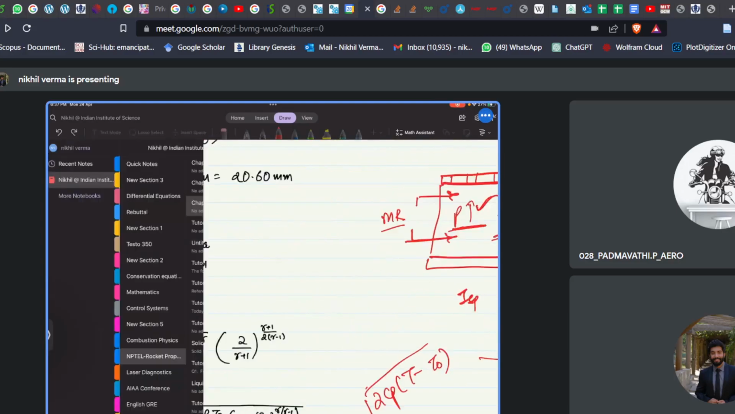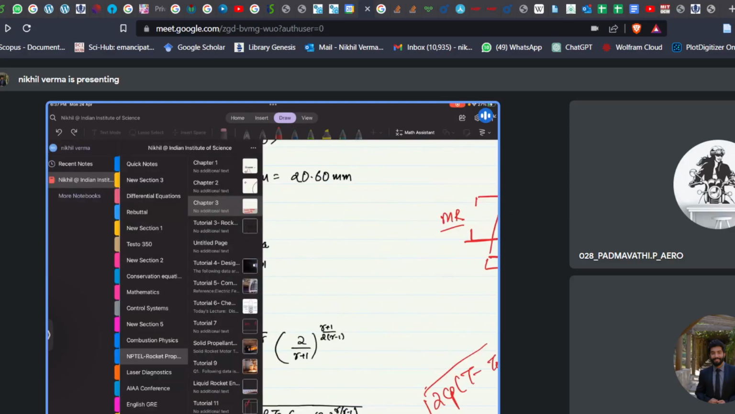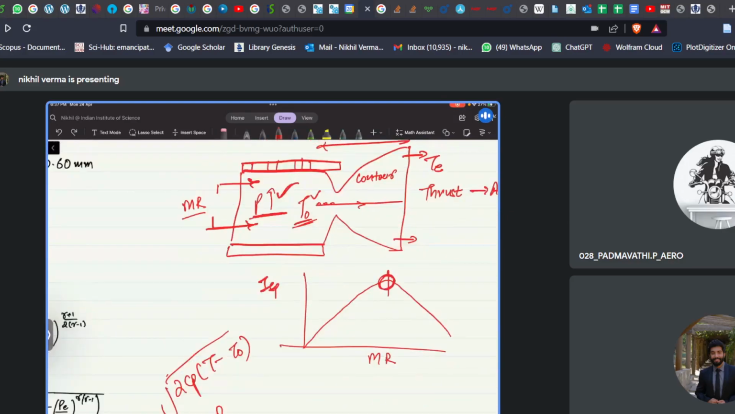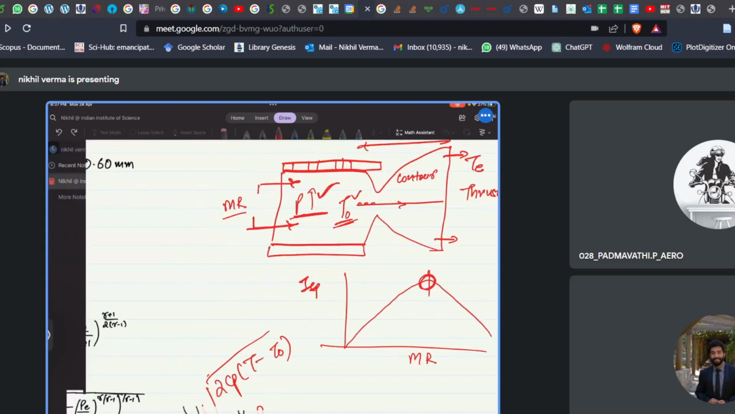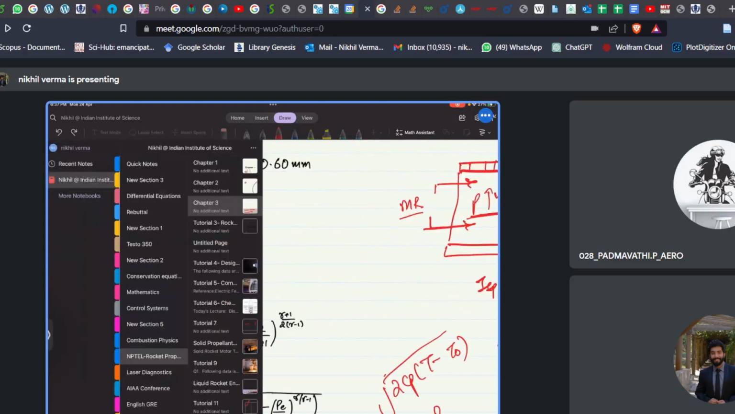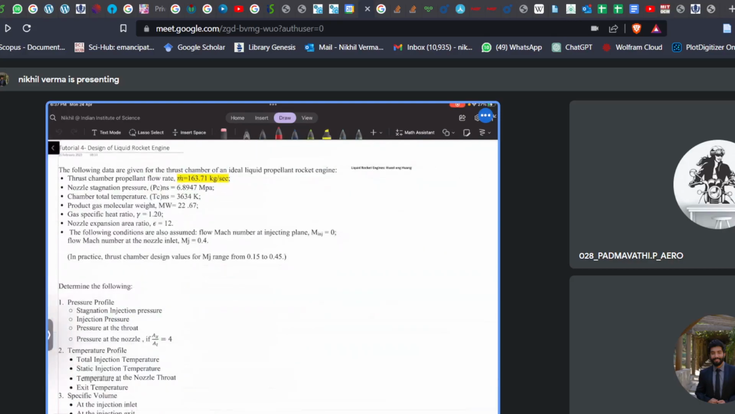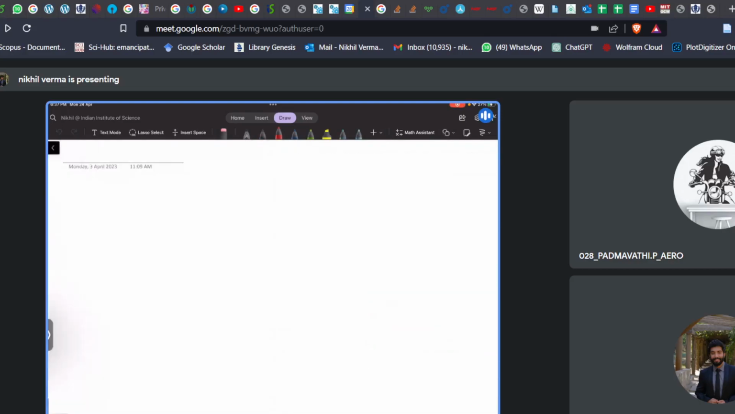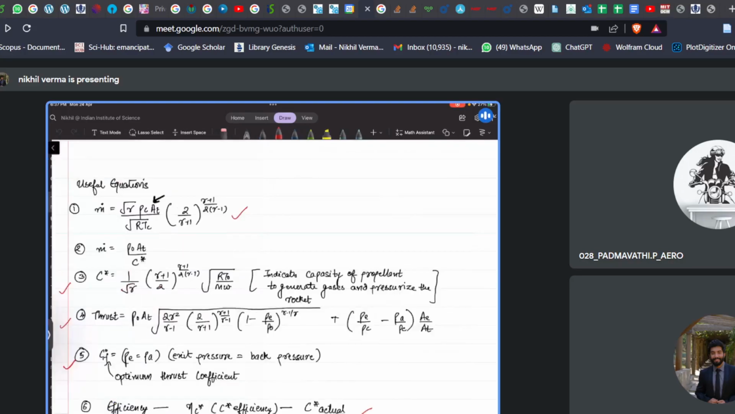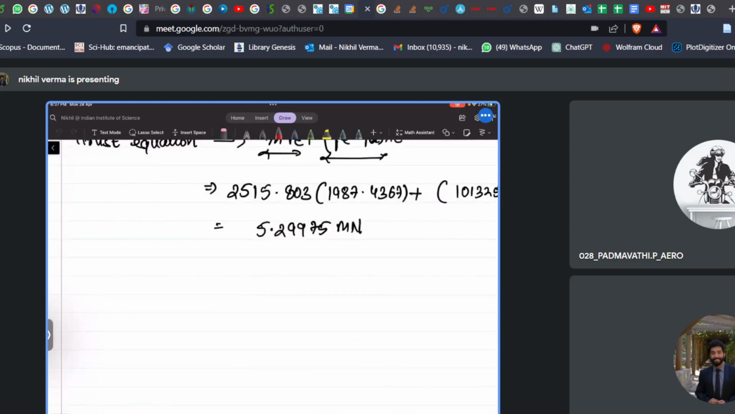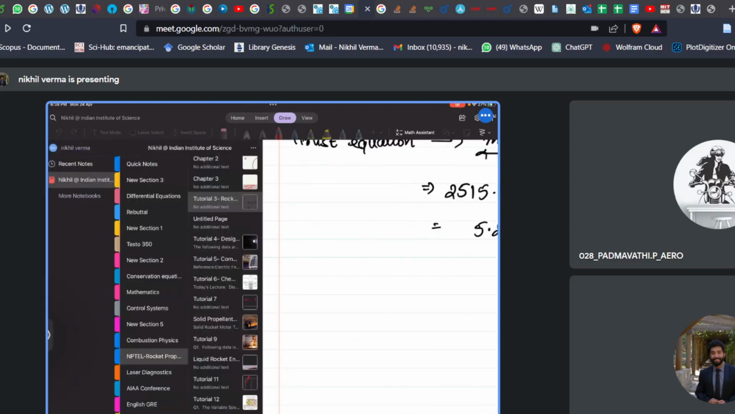So the next part was we can also have a solid rocket motor, or we can have a liquid rocket engine based on our requirement. So we have seen how a CD nozzle was designed.